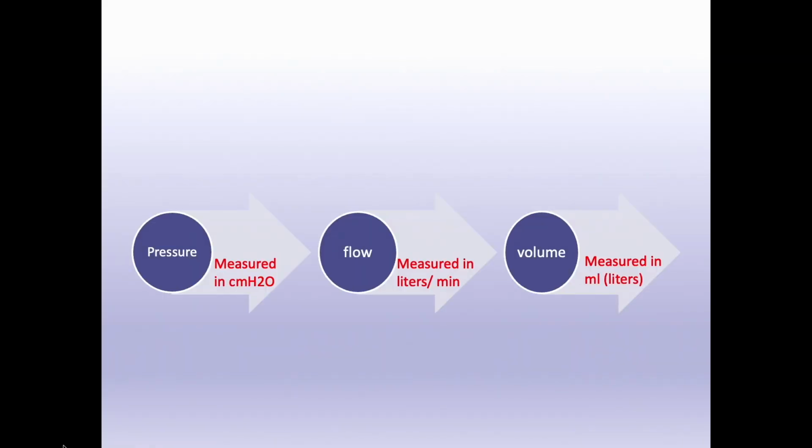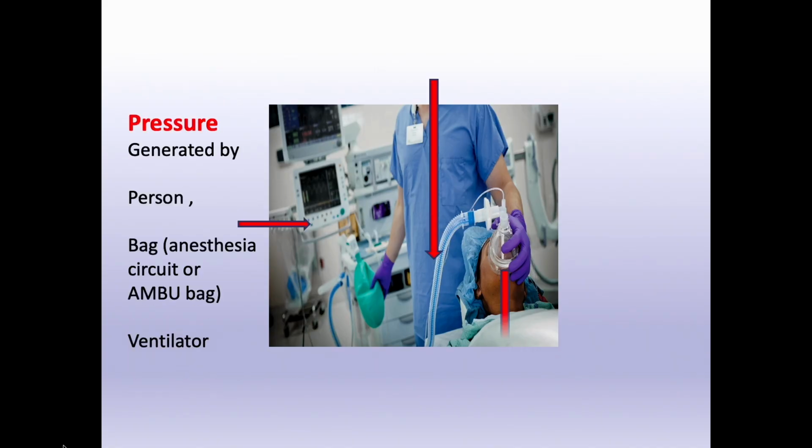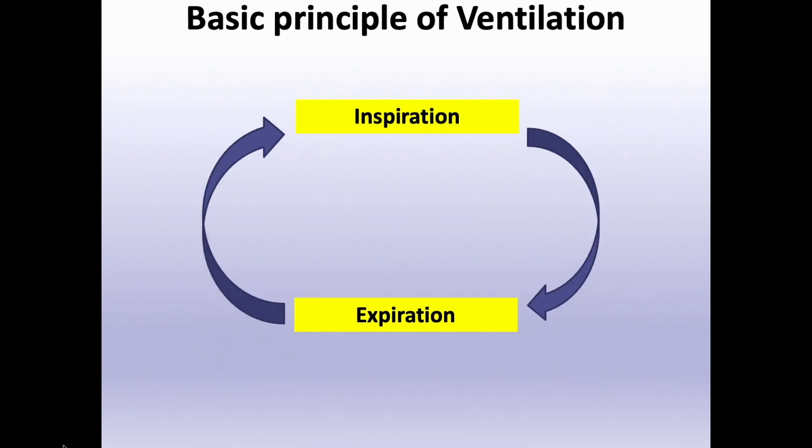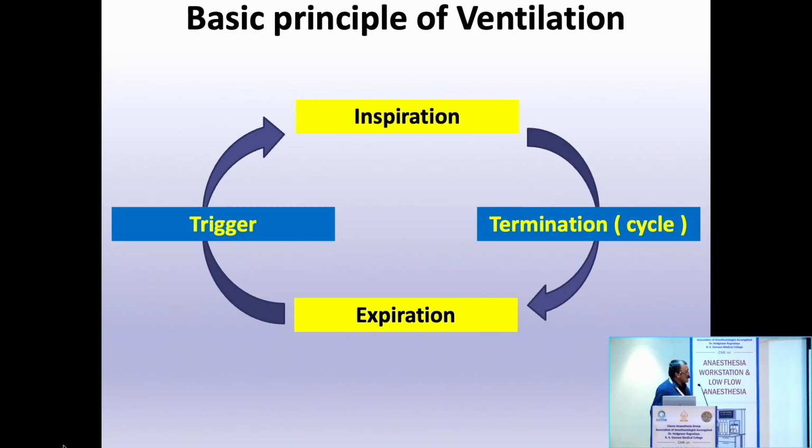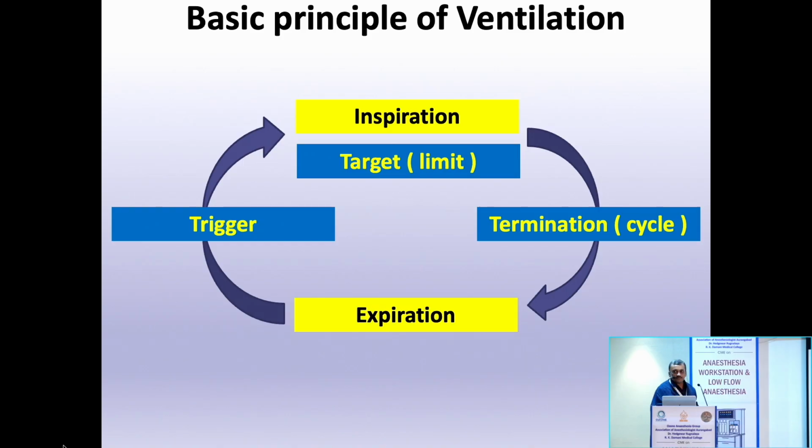Okay? So this is pressure, it's measured in centimeters of water, flow is measured in liters per minute, very important, and volume is measured in ml. So these are the three things which we are going to talk about, and let's see the three graphs, okay? So we have inspiration, you have expiration. What changes from inspiration to expiration is called the termination, and what changes from expiration to inspiration is called the trigger, isn't it? And target is something inspiration mein.